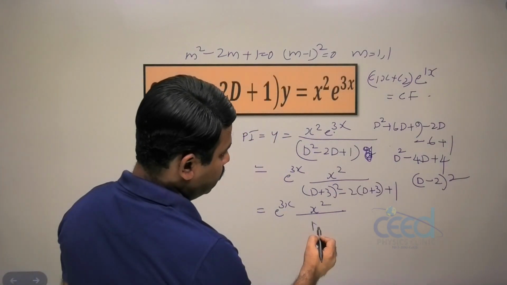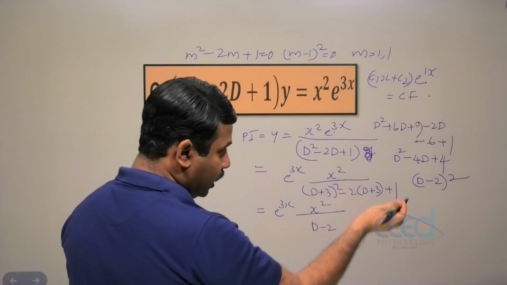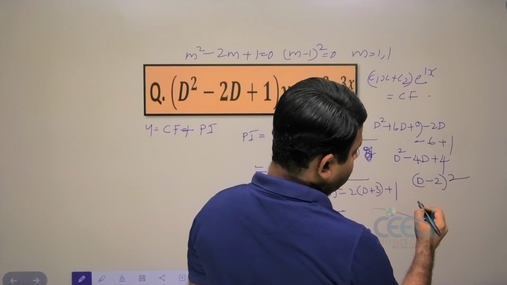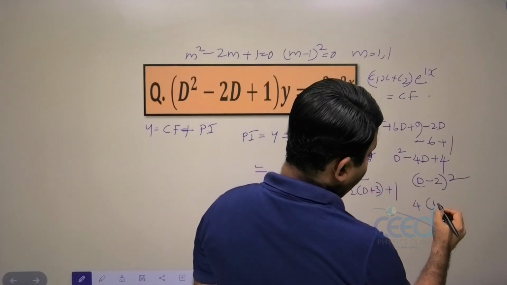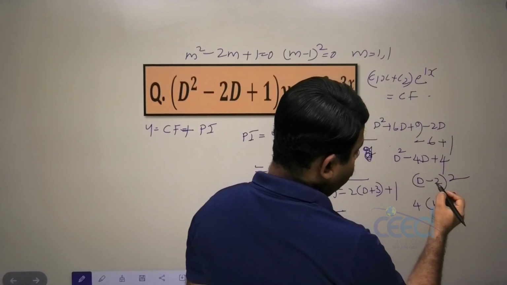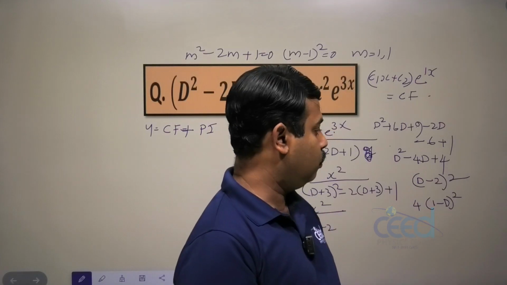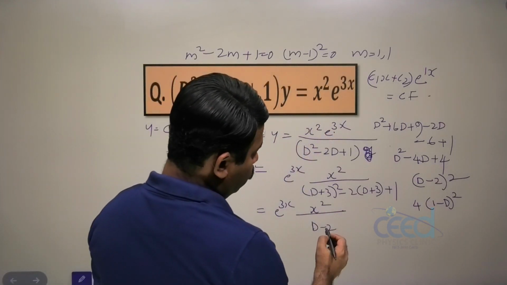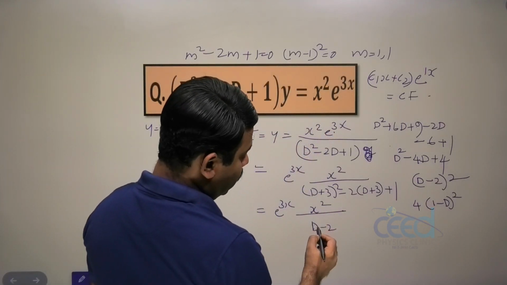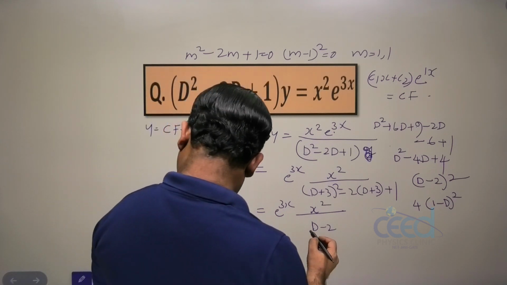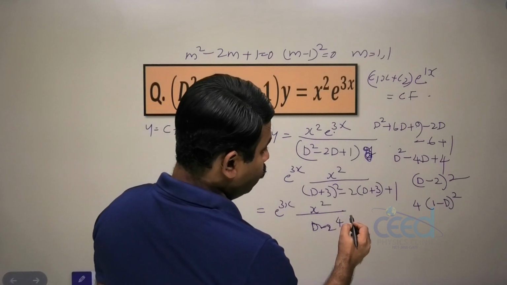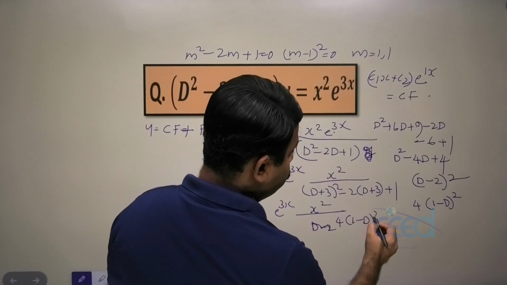This you can write as d minus 2 the whole square. d minus 2 the whole square I can write as 4 into 1 minus d by 2 the whole square. I am taking 2 out, alright? Then I can write as 4 into 1 minus d by 2 the whole square.